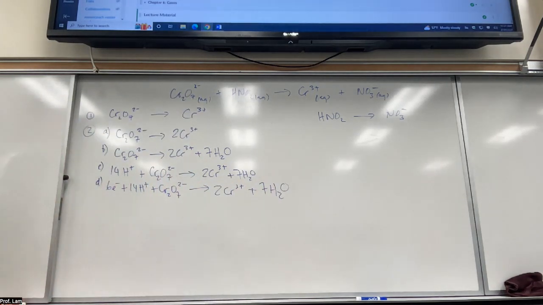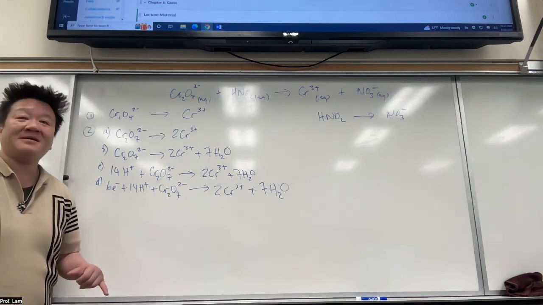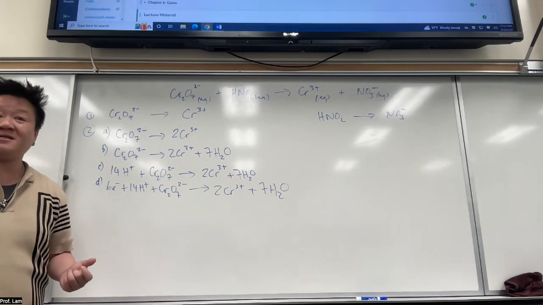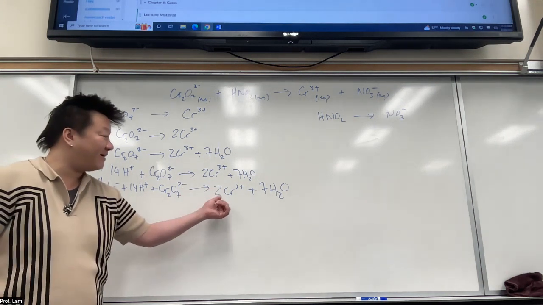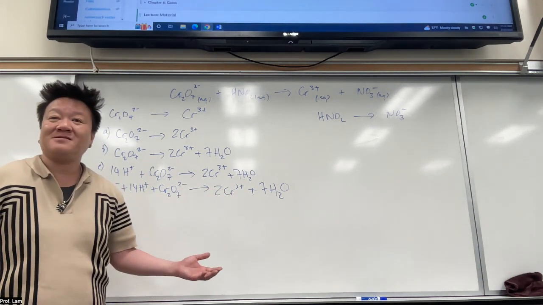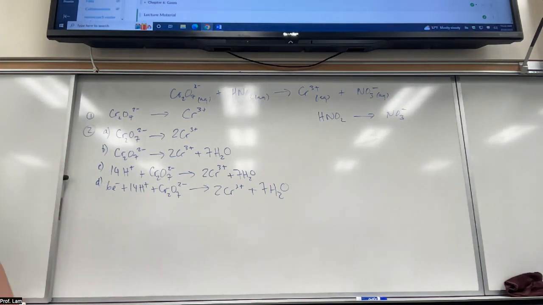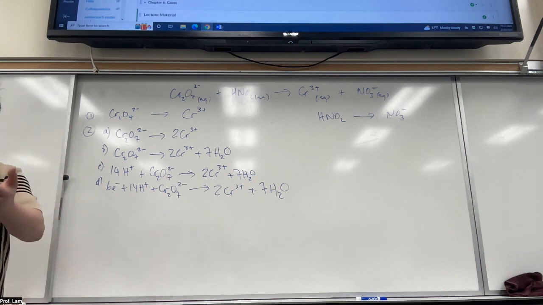Okay. See how we figure that out? So now 6 minus and 2 minus is 8 minus. 8 minus and 14 plus is 6 plus, which balances out with 6 plus on the other side. Okay. So you see that in step 2, what we did was we balanced the atoms first, and then the final thing is balance the charge.